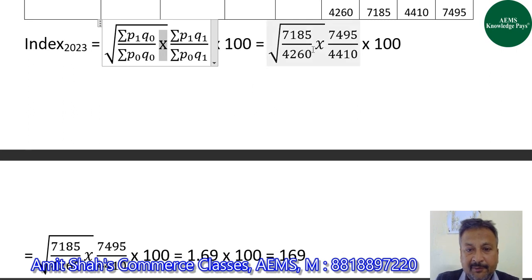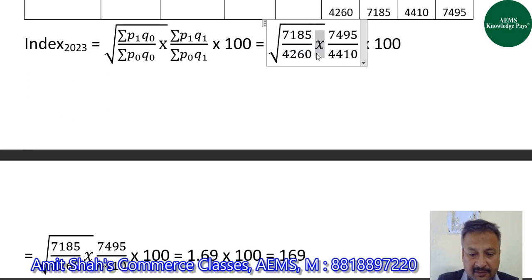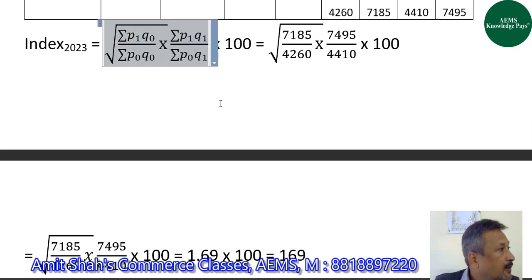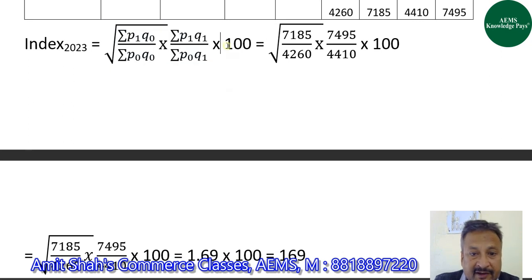Here we have the sign of multiply and not x, guys. Right? And we are taking the square root of this whole. This 100 is outside.